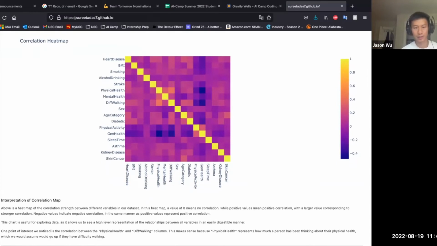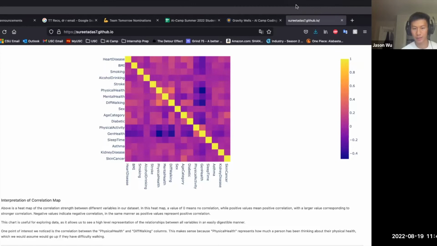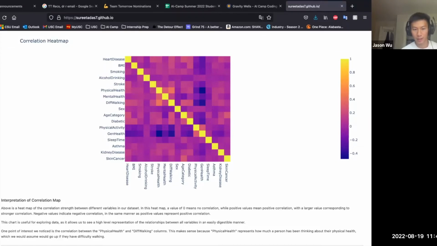The first visualization we created was this correlation heat map, and this allows us to pick out if there are any strong correlations between any of the variables in our data. This was a good stepping stone to create other graphs, because after picking those correlations, we can look further into correlations between two specific variables to see if they were good indicators for heart disease.